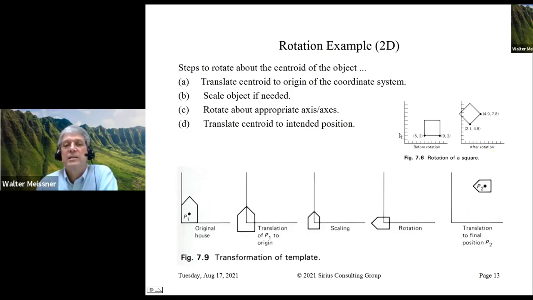Now, if that's not done, like this upper diagram of the rotation of a square shows, then it'll rotate about x equals 0, y equals 2, because this line here intersects the axis wherever that line intersects. So you have a rotation, but it's not about the centroid of the object.